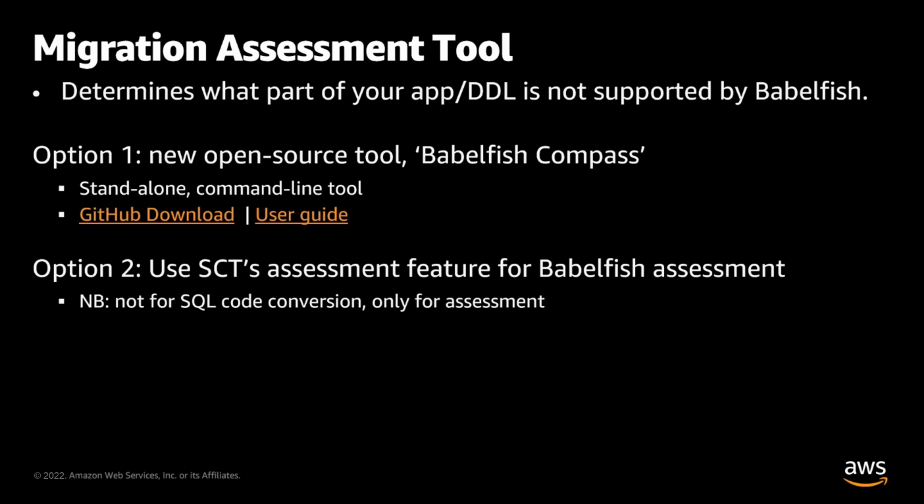Overall, we currently recommend option one, and this is because it's going to be more up-to-date. It's a community tool. It's constantly getting new updates. And even though both of these tools share the same assessment logic file, you're going to get a slightly more up-to-date version of that assessment logic when you choose option one, which is the Babelfish Compass tool.